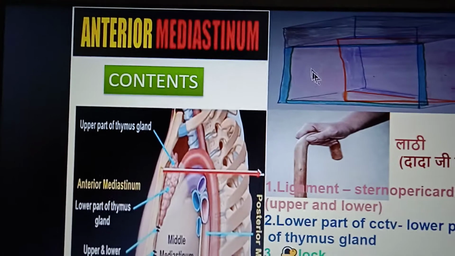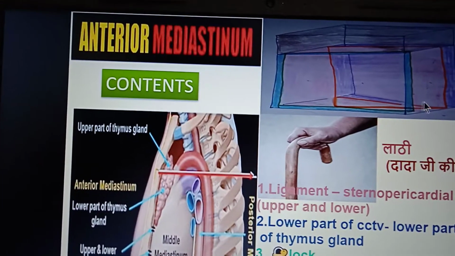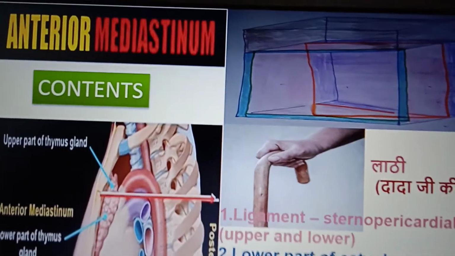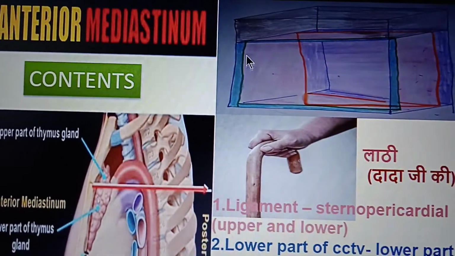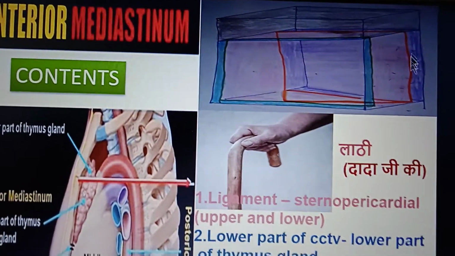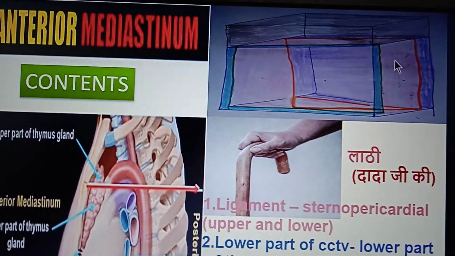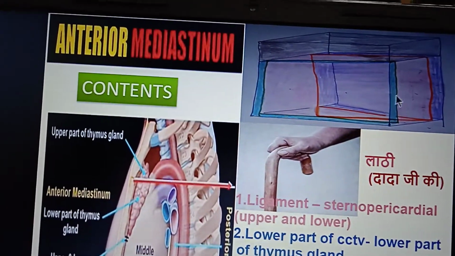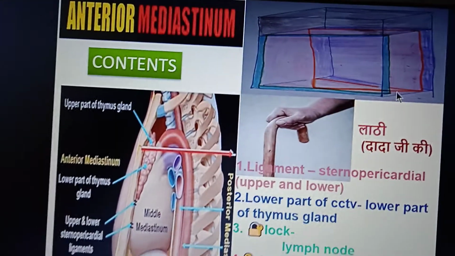In this pink color, this is the middle mediastinum. And posteriorly in this blue, you can say this is light blue and this is dark blue, or you can say purple. This purple posteriorly is the posterior mediastinum. The inferior mediastinum is divided like this into anterior, middle and posterior.